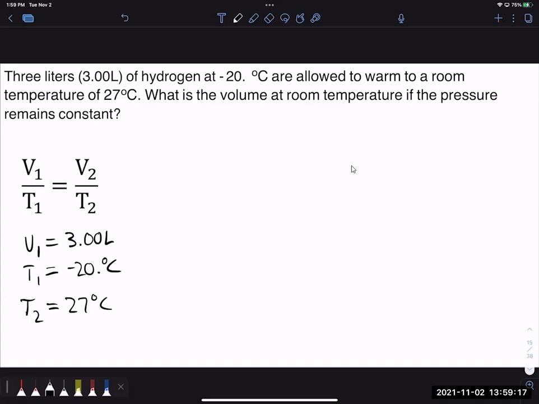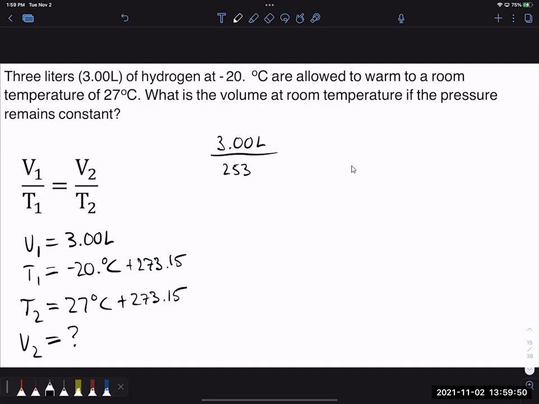And that is a key here. So V2 is what we're going to be looking for. Just like we did with Boyle's law, we just plug these in. 3.00 liters over negative, oh, right. First, we need to convert to Kelvin. So to convert to Kelvin, we just add 273.15. So this will be 253.15 Kelvin. And then for our T2, we're going to have 300.15 Kelvin.